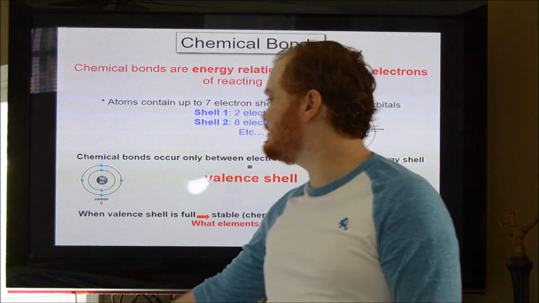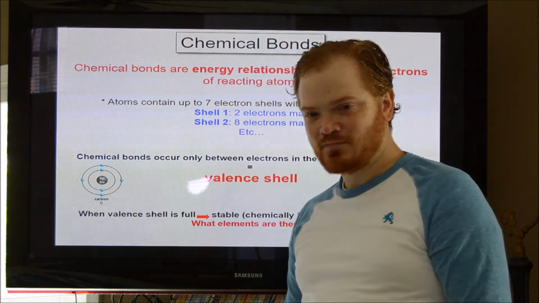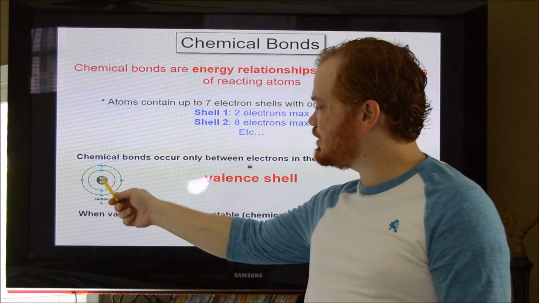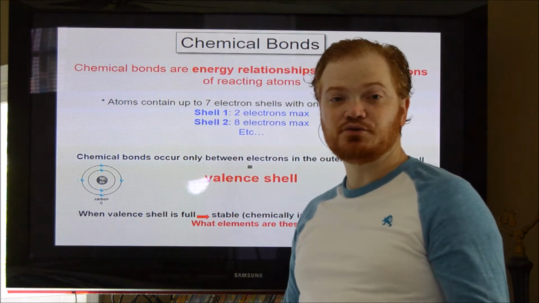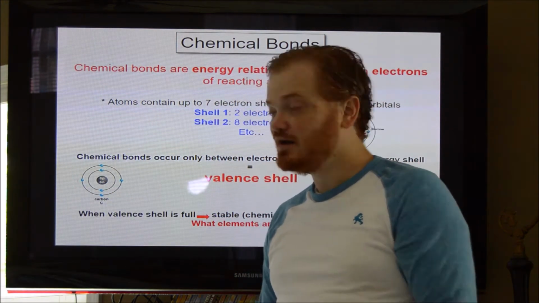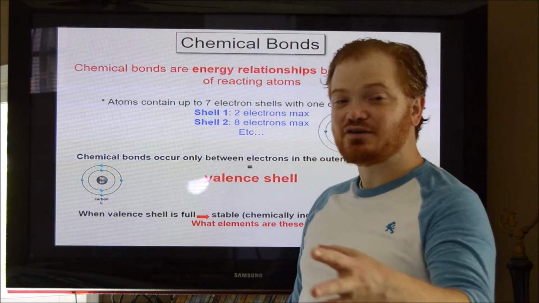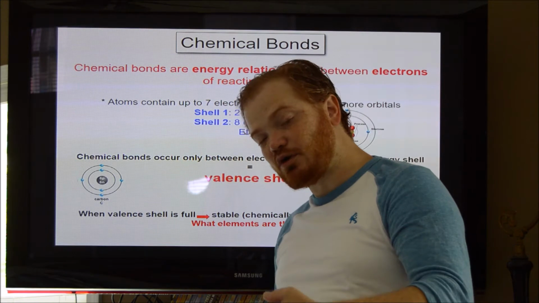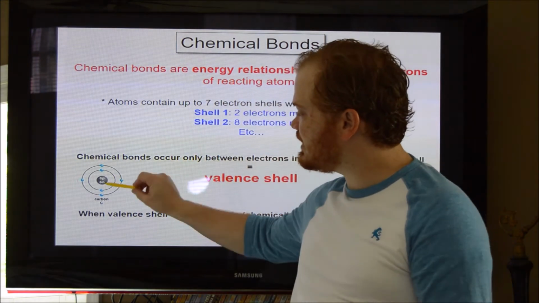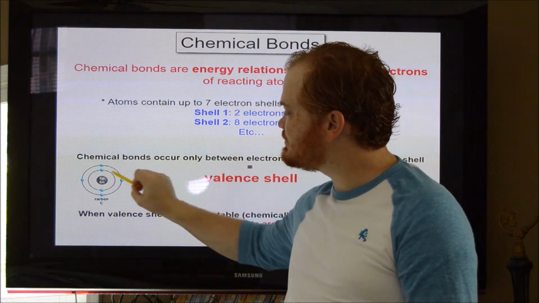For example, down here is carbon. Carbon has 6 protons, 6 neutrons, so its atomic mass would be 12. Its atomic number would be 6 for those 6 protons. How many electrons must it have if it has 6 protons? Well, it's going to have 6 electrons. Count them. 1, 2, 3, 4, 5, 6.